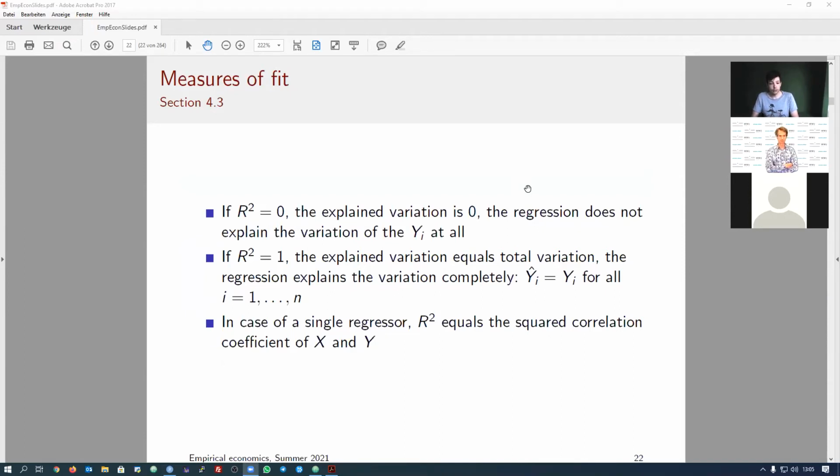And in case of a single regressor, R squared practically equals the square of the correlation coefficient between x and y. So if you have a single regressor model, you want to compute the R squared, but you forgot how to do that, or how to make R do that for you, then just compute the correlation, square it, and you have the R squared.